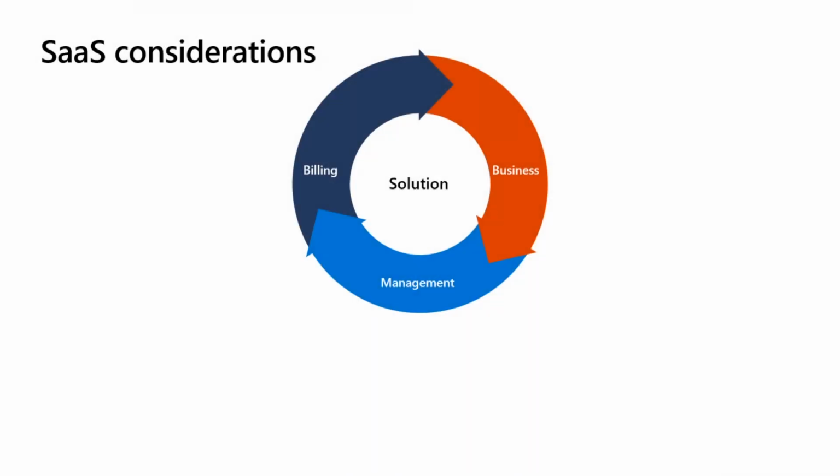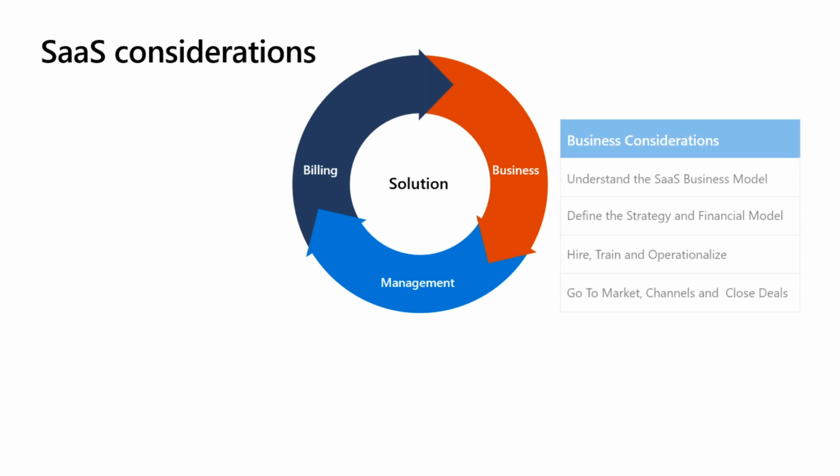Now we're going to jump into what it takes to bring the solution into marketplace from a commercialization perspective. So when you start creating a SaaS app, or when you have a SaaS app and you develop the product, you want to think about how you're going to effectively commercialize it, how you're going to make money from this, right? So there are three big areas to think about in this area. You're going to have business considerations. So you need to understand the SaaS business model. You need to define what strategy and what financial model you're going to use to monetize a solution.